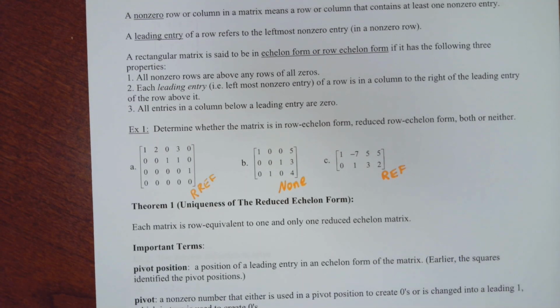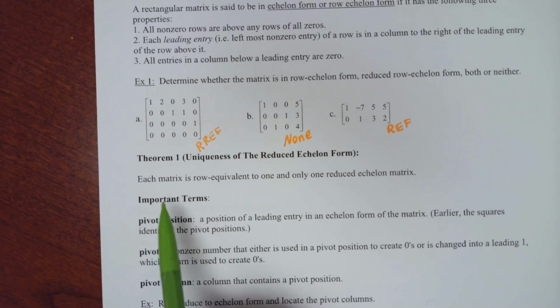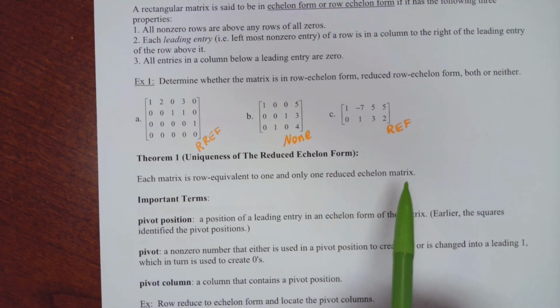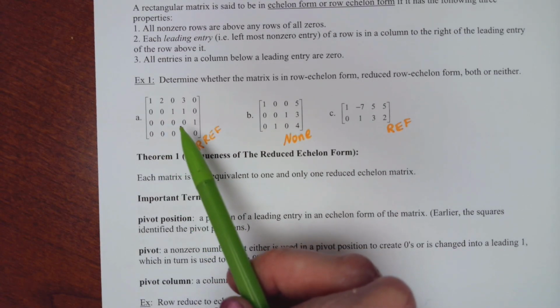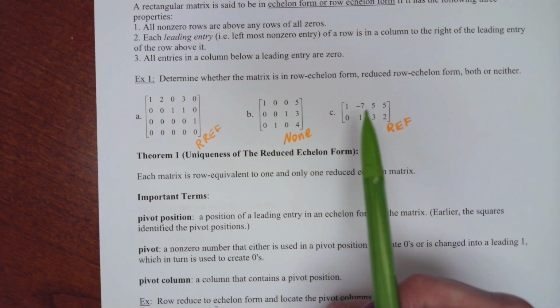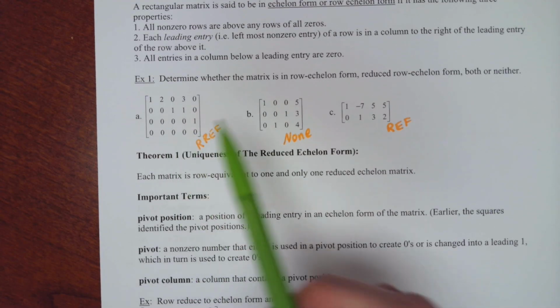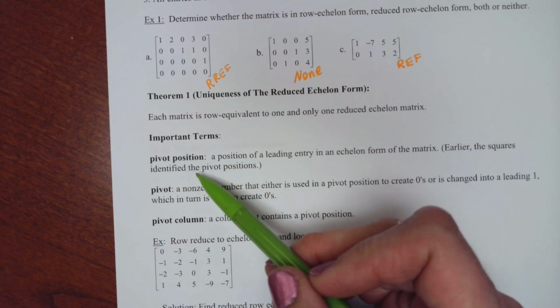But anyway, all right, so some important terms. You're going to have a pivot position. All right, and also back here, each matrix is row equivalent to only one reduced row echelon matrix. So that means if I do some row operations and you do some row operations, we should come to the same final result in reduced row echelon form. Okay.